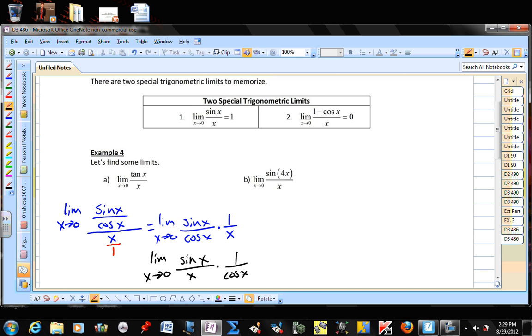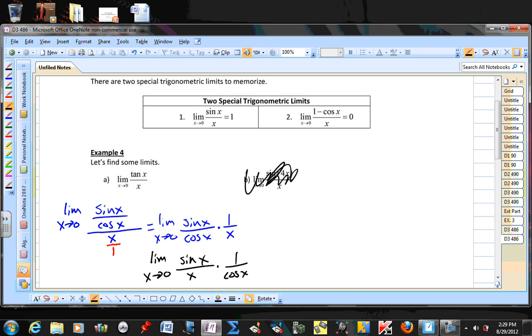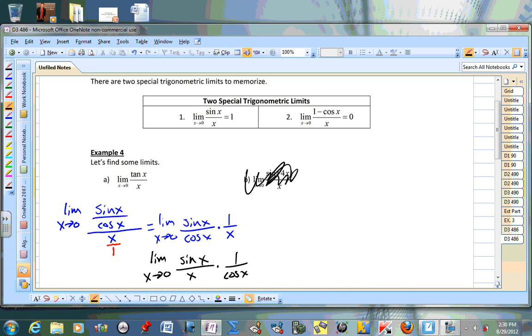Okay, now, we can all tell that the limit of sine of x over x as x approaches 0 is 1, times, and direct substitution will work for this other fraction. We'll have 1 over the cosine of 0.